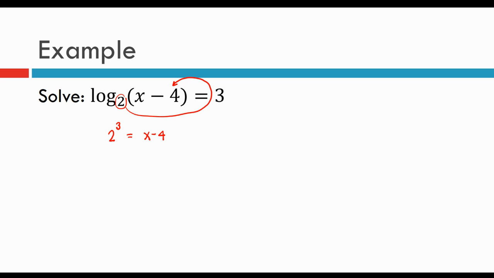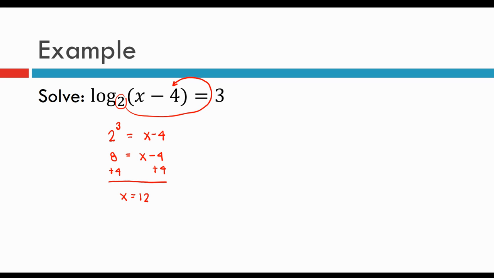All right, now that we've gotten rid of the word log, because we rewrote it as an exponent, we can go ahead and solve for x. 2 to the third power is 8. And we'll have to add 4 over to the other side, and we get that x equals 12.